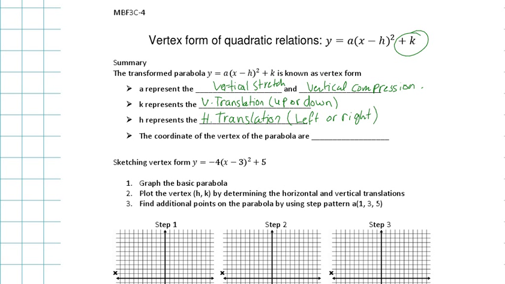And then from the general equation, which is y equals a(x minus h) squared plus k, what letters represent your vertex? H and K, in order, right? H, K, that gives you your vertex. Good.